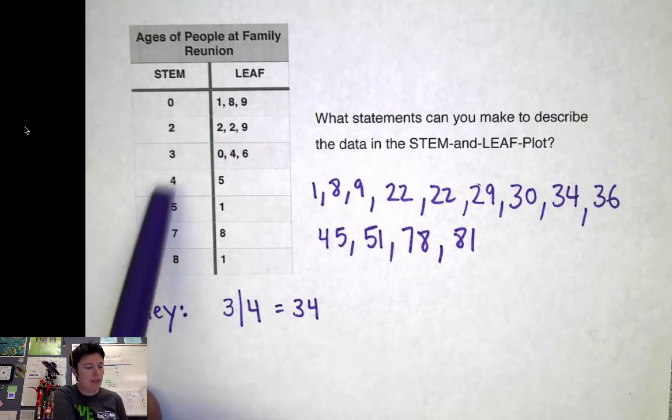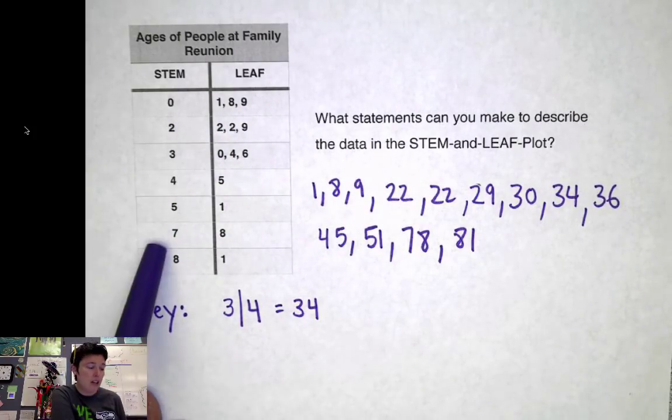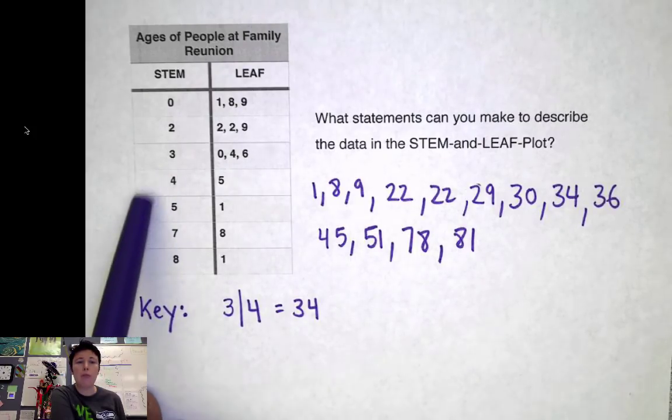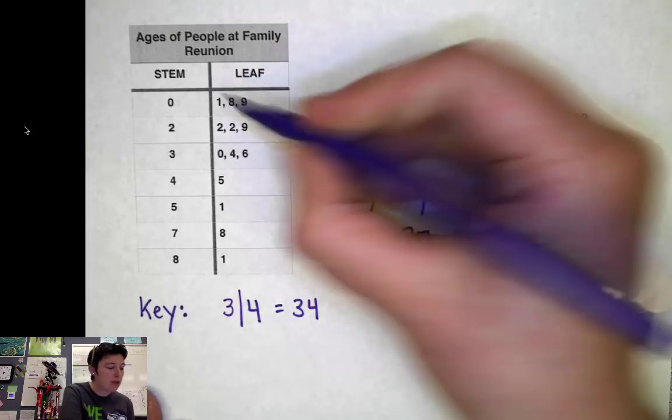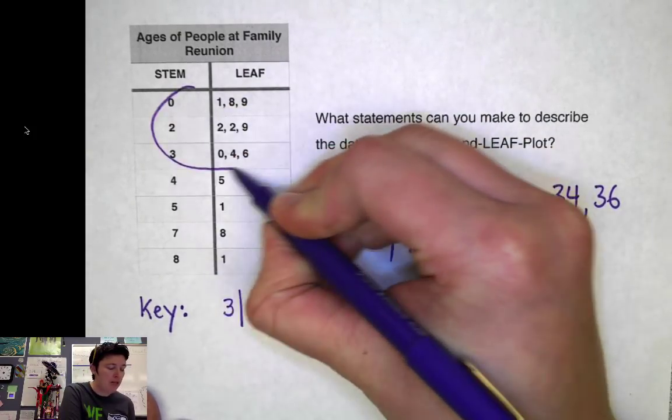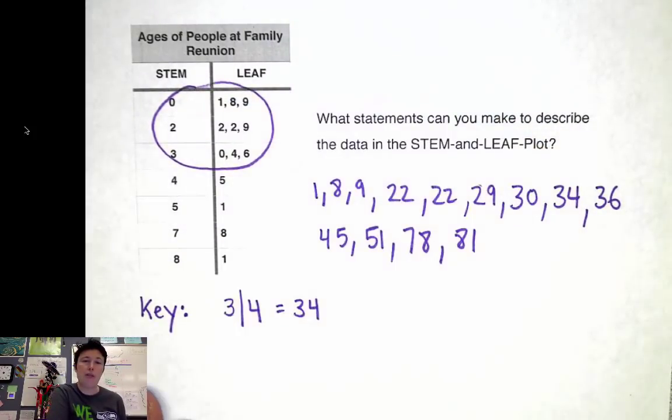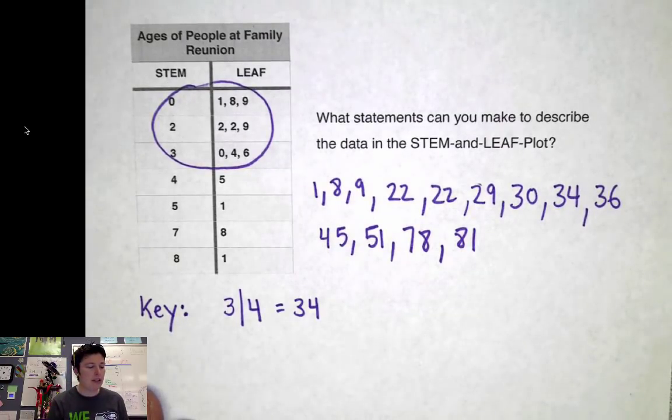You can see there's not very many people above the age of 30. We have one 45-year-old, one 51, one 78, one 81. But the majority of people at the reunion are in their 30s or lower. So that's something you can see right away by looking at that stem and leaf.